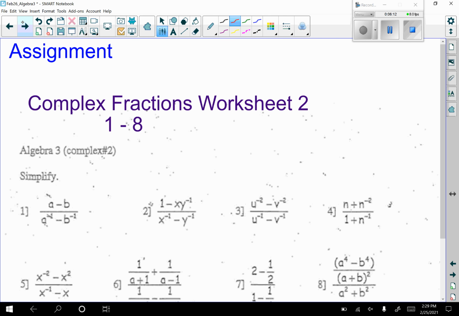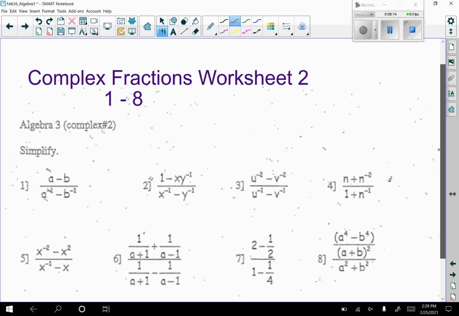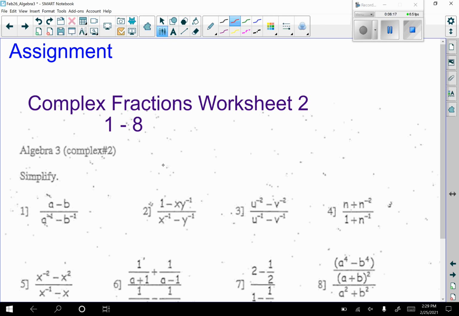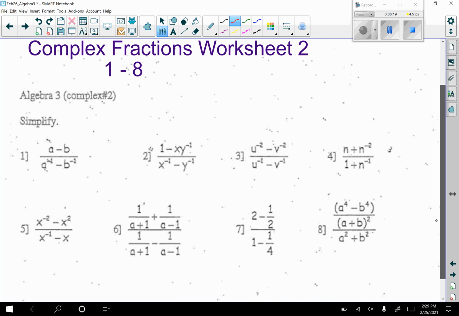So today's assignment is 1 through 8. Again, we already did number 2, so you don't have to do that one. But go ahead and work on 1 through 8. This will be due Tuesday. Tuesday, we're just going to do a nice mixed review, getting you guys ready for the team assessment on Wednesday. So take care. Let me know if you have any questions.